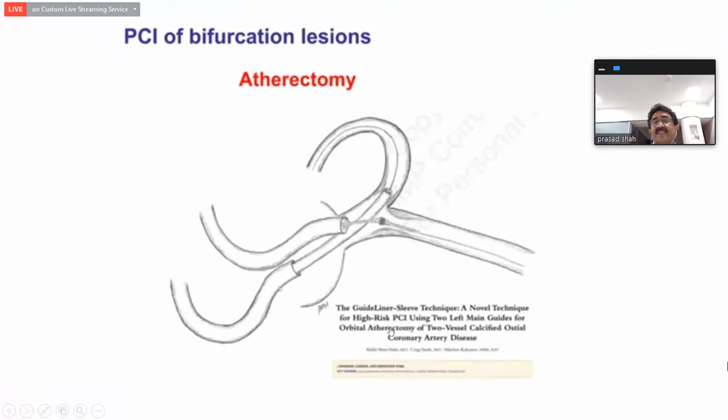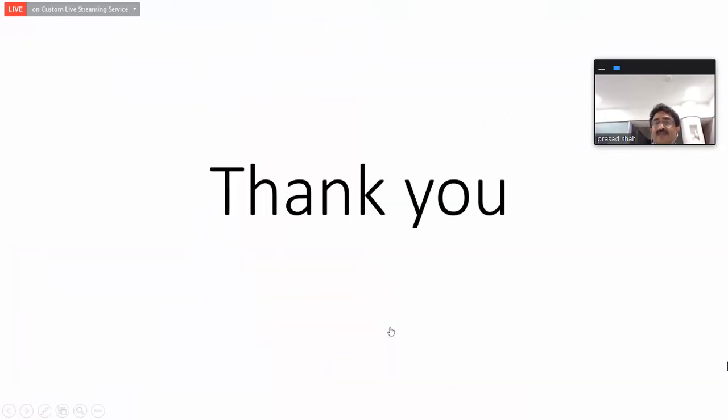The other technique is the ping pong technique, as you can say. In this case, you can use two guides, wherein you can protect one of the vessels with a guide extension and do the rotor ablation with the other guide. So these are the two things that we could have tried, but of course, this can help us later on. Thank you so much.